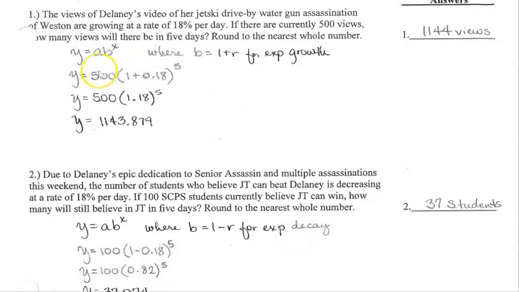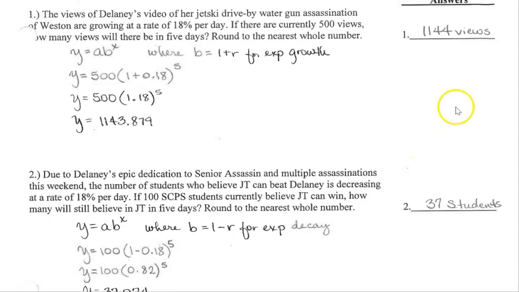So this A value right here is going to be our initial value. So right now our initial value is 500. Then we're going to do 1 plus the rate of growth. Now, anytime you multiply by a percent, you always change it to a decimal. So I'm going to rewrite 18% as 0.18. And then X is going to be my time. So it's 18% per day and then 5 days. All right, so then I can just throw this into my calculator, and I find out that after 5 days, there's going to be 1,144 views because we said round to the nearest whole number.